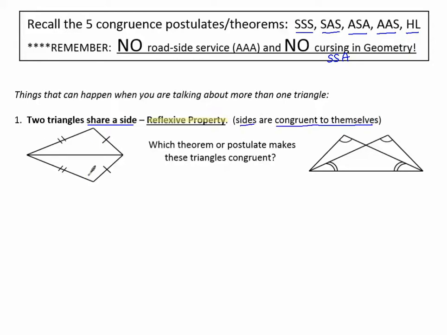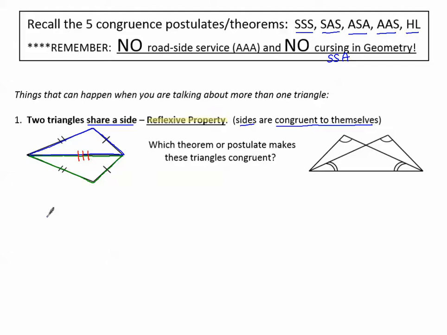Like in this picture, you have the triangle that's on top, this triangle right here, and then you have the triangle that's underneath, this triangle right here. And notice when I trace the triangles, I trace over the same side. So this segment right here is congruent to itself. So we'll put a congruent mark on it.